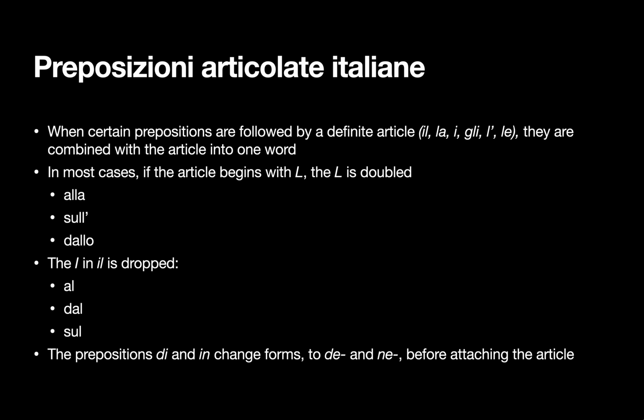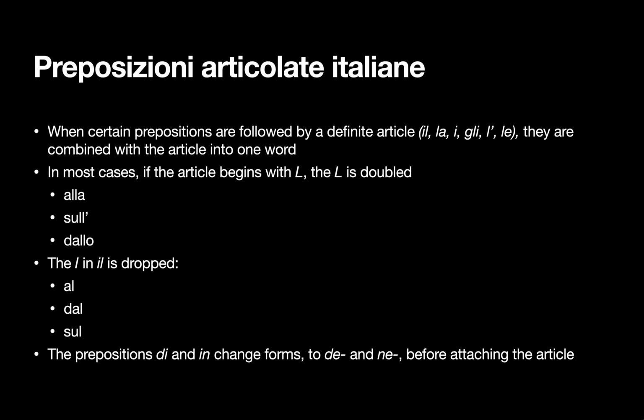All right, so moving right along to preposizioni articolate. When some of those prepositions are followed by a definite article, they get combined with that article into a single word. So I've listed the Italian definite articles on the slide. There are 6 of them. The definite article in English is the, in case you don't remember.